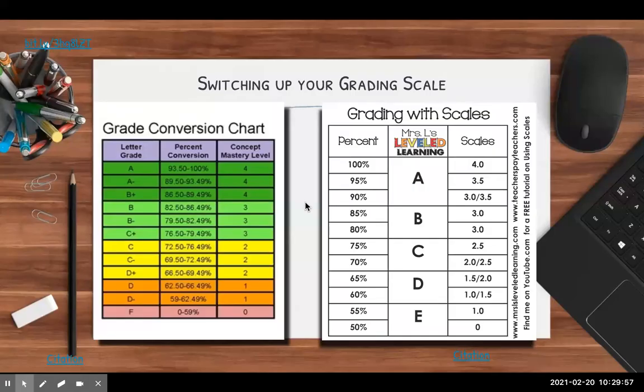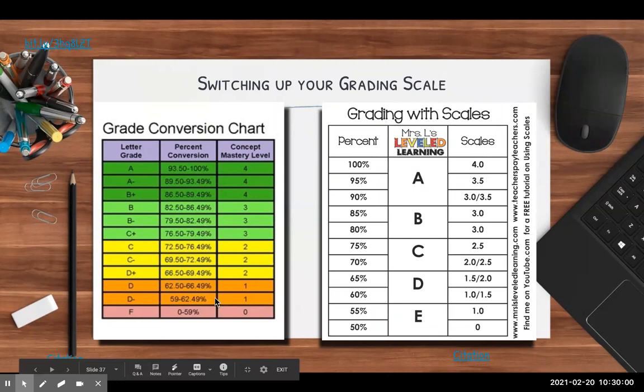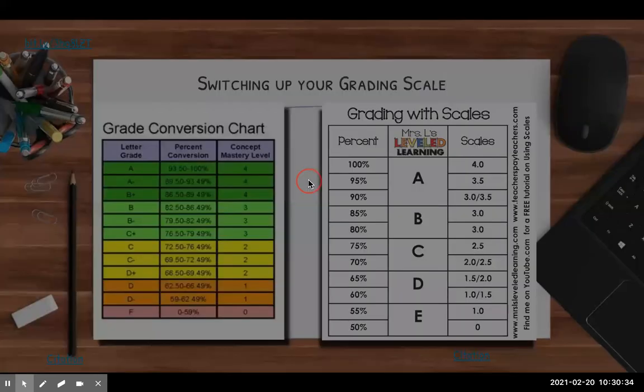I have a side-by-side here. You can see again some different grading percentages, where an A minus ends at a 93.49, but a 4 goes all the way down to an 89.49. So if a student scores a 4, that means they can do it independently. Will they make mistakes? Of course they're going to make mistakes. It's not 100%. It's between this percentage group or this bracket. You could even look over here and see this breakdown. This was a friend of mine, Mrs. L's grading scale.